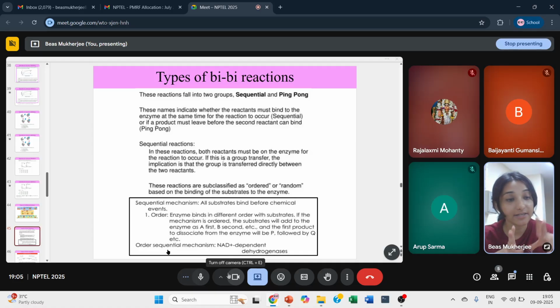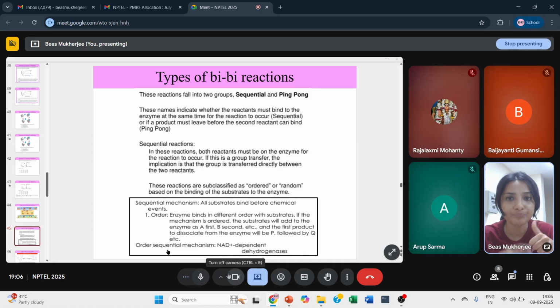These reactions are classified as ordered or random based on the binding of the substrates to the enzyme. Okay, so in the sequential mechanism, all substrates bind before chemical events.